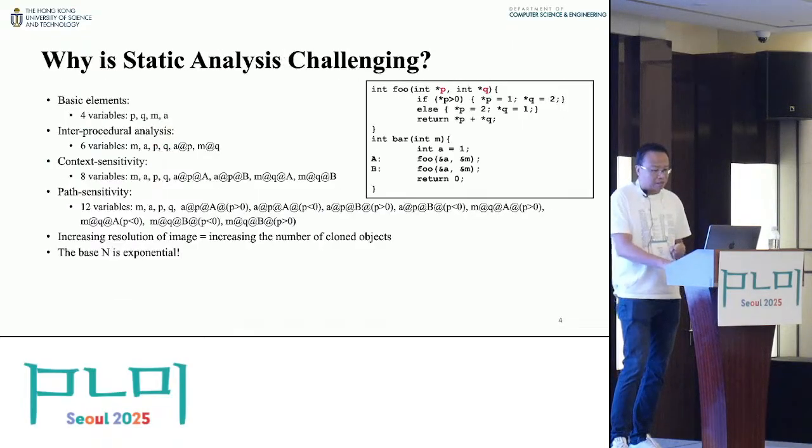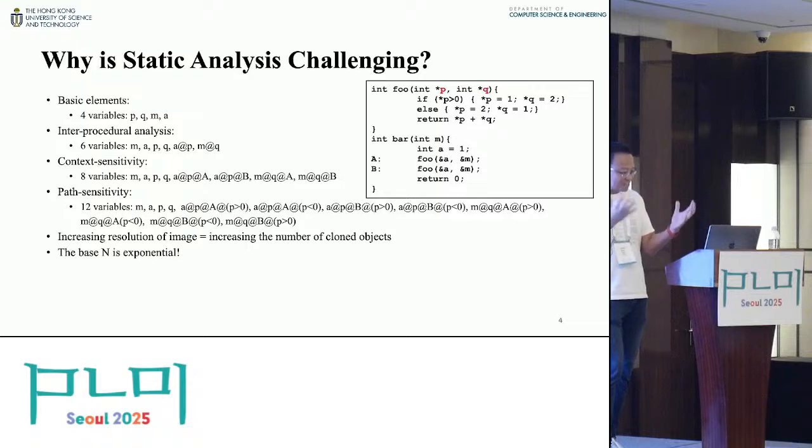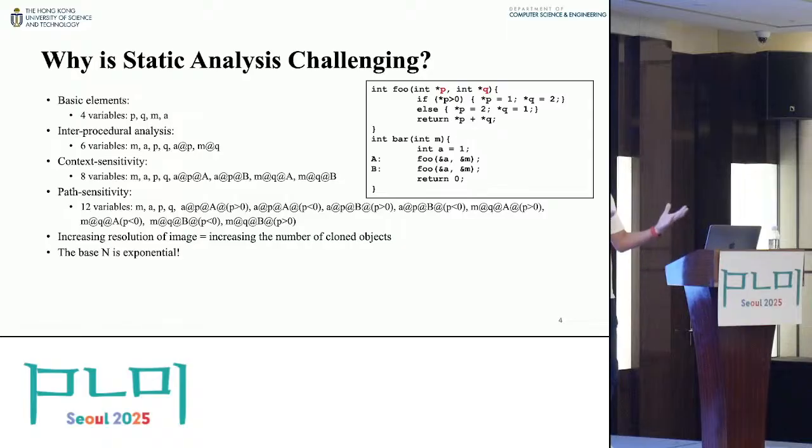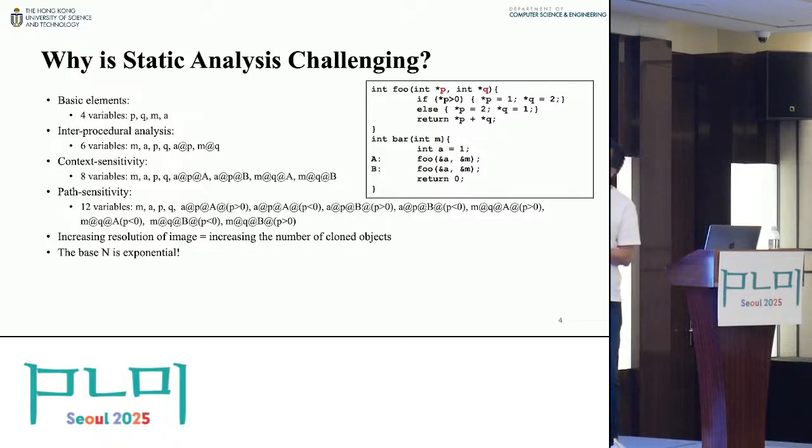So does that really mean that for researchers in static analysis, are we really not that smart? Or are we really not working hard enough? The answer is, of course, I can only say for myself, but I work very hard, and I think I'm smart. But I think the reason is because static analysis is really, really challenging, okay?